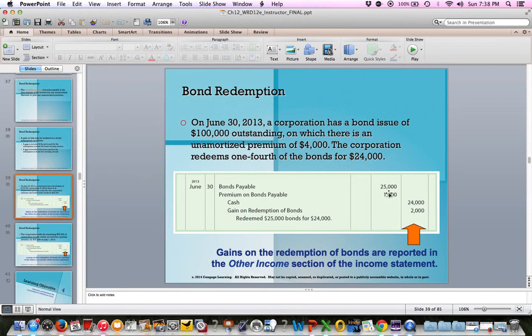And we debit $25,000 for the bonds payable, and then we credit the gain. So basically, that gain is the balancing amount. Okay, so we know we have to debit bonds payable for $25,000. We know we have to reduce the unamortized premium by 1/4. We're paying cash of $24,000, so to make it balance, we credit the gain for $2,000.